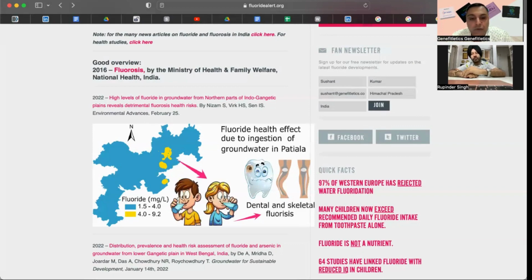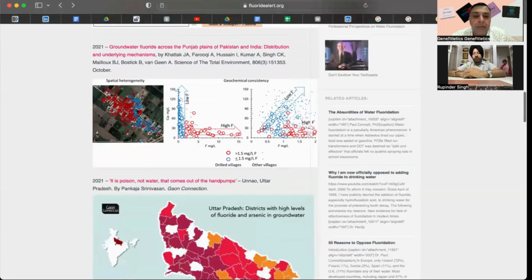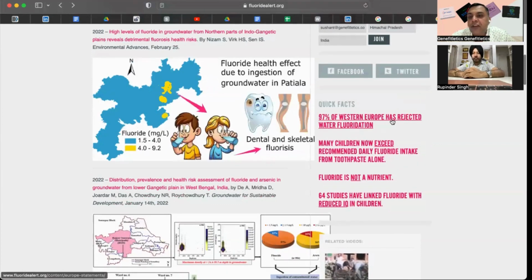So fluoride is something which, if you see, is found everywhere, right? You see the statement here: it's poison, not water, that comes out of hand pumps in Uttar Pradesh. So fluoride is found in water. And 97% of Western Europe has rejected water fluoridation, right? So fluoride is something we should not consider. Obviously there are alternatives like hydroxyapatite, which can be beneficial, right?